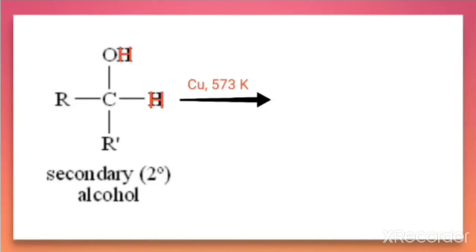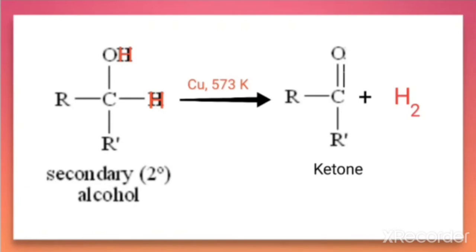Let us talk about the secondary alcohol. In the same way, when the vapors of secondary alcohol are passed through copper at 573 Kelvin, here also there is a removal of a hydrogen molecule, that is this H and this H, the hydrogen from the hydroxy group and the alpha hydrogen. So it results in the formation of a side product, H2, and the main product. Because there is a formation of a double bond between oxygen and carbon, there is a formation of a carbonyl compound. But this compound is called a ketone because of the ketonic group present here.